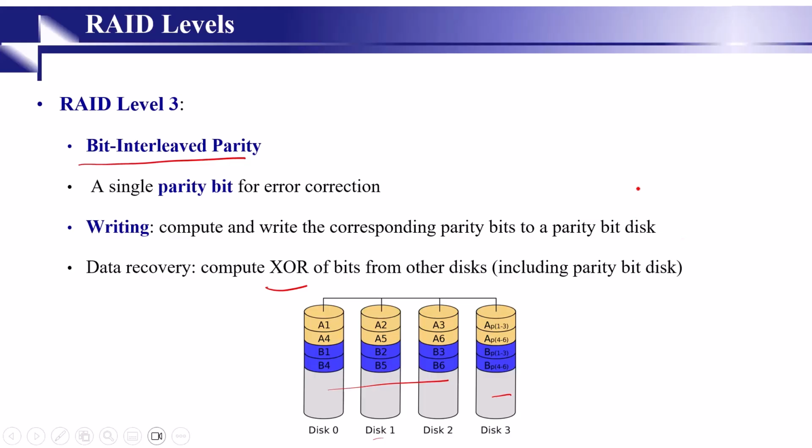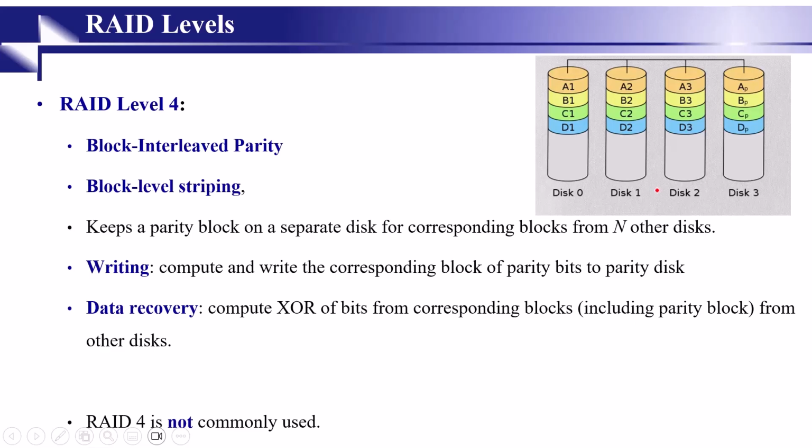Onward to level 4. So RAID level 4 steps things up with block interleave parity. Here, data is striped at the block level across multiple disks, and a separate disk holds parity blocks for error correction. When writing, it computes parity for each block and stores it on that parity disk. If there is a failure, recovery comes from XORing the corresponding blocks from the other disks, including the parity one.